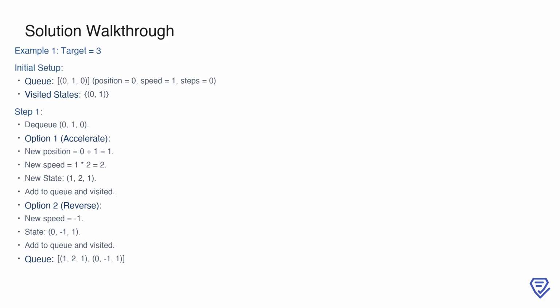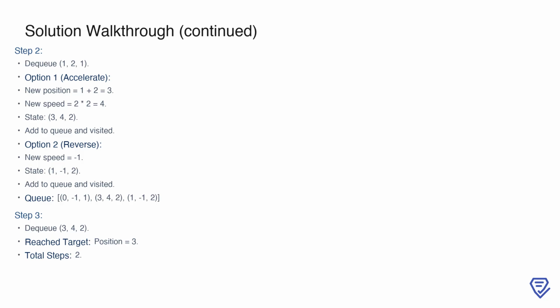First, if we accelerate, the position becomes 1, the speed doubles to 2, and the total steps increase to 1. This results in the new state, 1, 2, 1, which we add to both the queue and the visited set. Alternatively, if we reverse, the speed becomes -1, leaving the position unchanged at 0 and increasing the steps to 1. This gives us the state 0, -1, 1, which is also added to the queue and visited set. At the end of this step, our queue contains the states 1, 2, 1, 0, -1, 1.